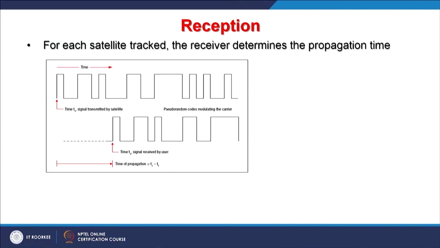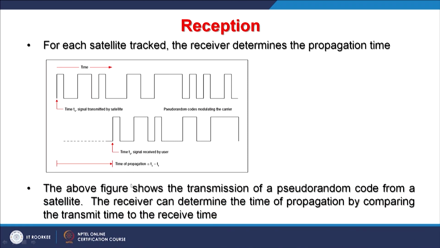And once this pseudo code has been determined by our receiver, then that receiver starts tracking these satellites from where the pseudo code has been received, and then the propagation time is also determined. As time goes on, the signal is coming, so this is T1, then the code modulation and the carrier, then T2, and the time of propagation is T2 minus T1.